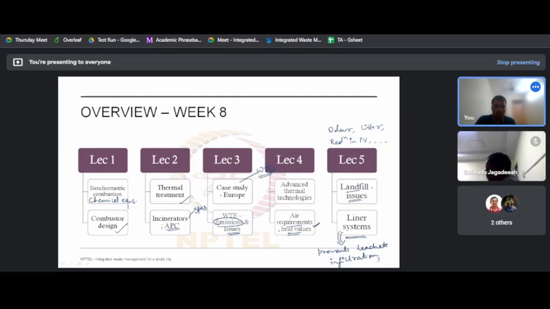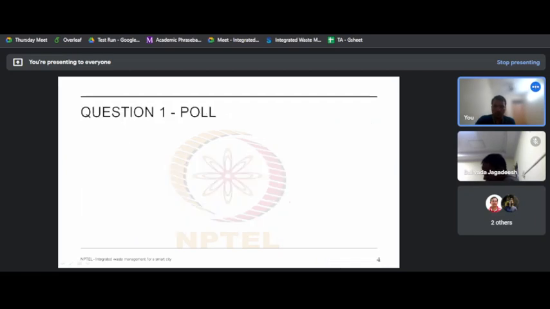Now we will discuss the questions. We'll start with question 1. This is a poll. Select the correct order of the steps in the combustion process. You will be given the orders and you have to select which one is the right sequence.